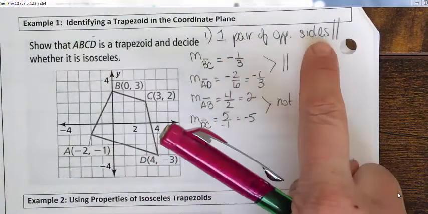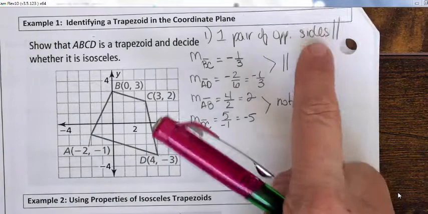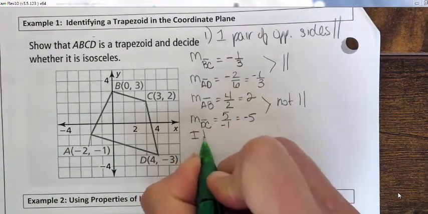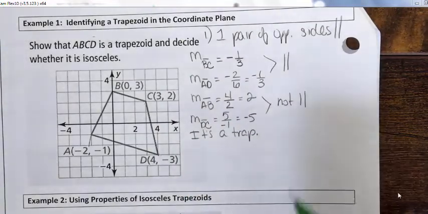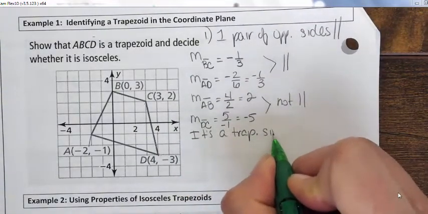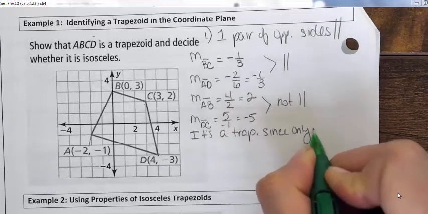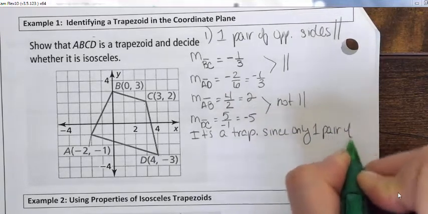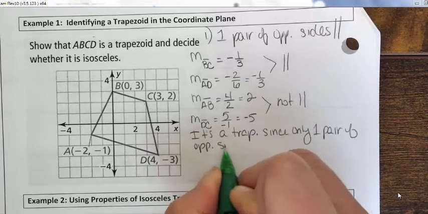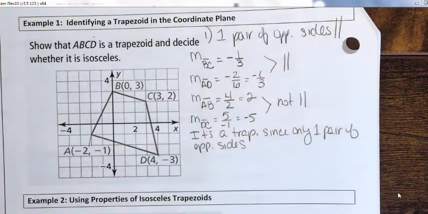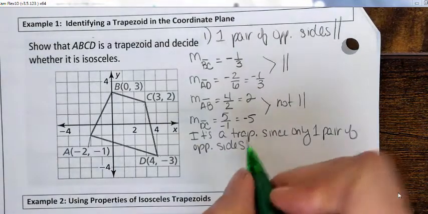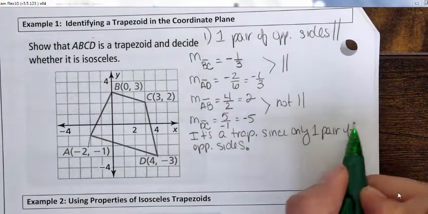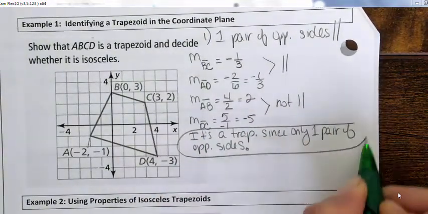So I've got one pair of opposite sides parallel, therefore I know it's a trapezoid. I'm going to abbreviate. Now if I had two pairs of opposite sides being parallel, then I would have just had a parallelogram. Notice a trapezoid is not a parallelogram, but it is a type of quadrilateral. Okay, so that's part of it. I proved it was a trapezoid.